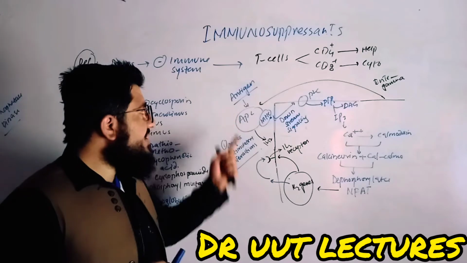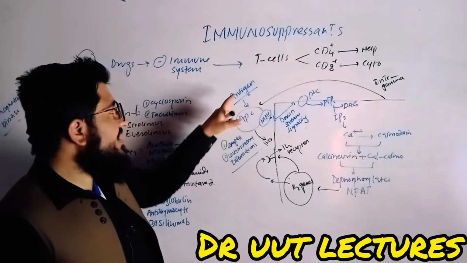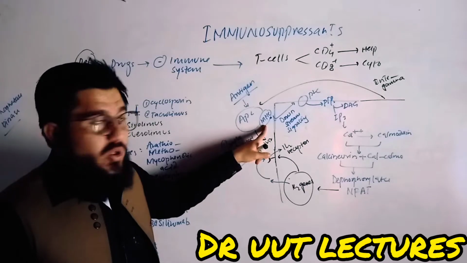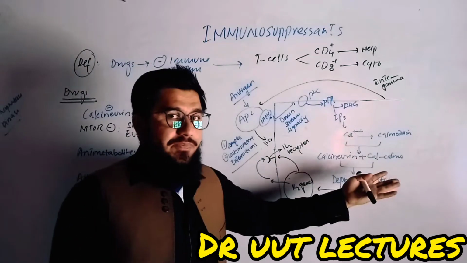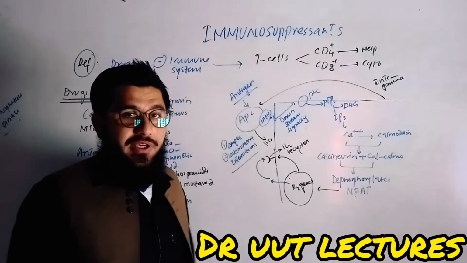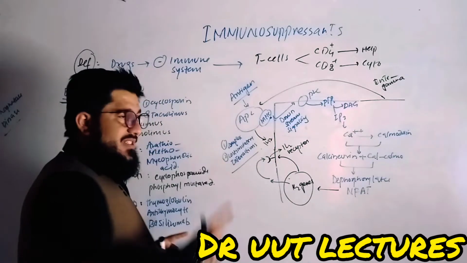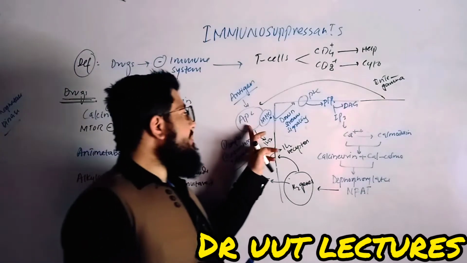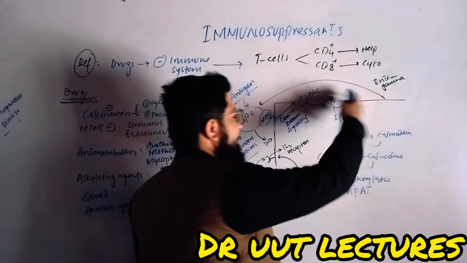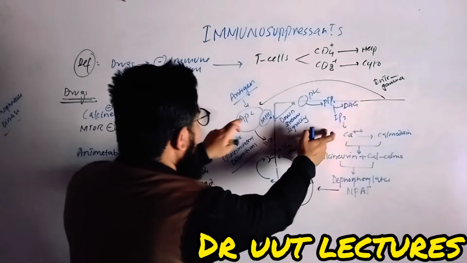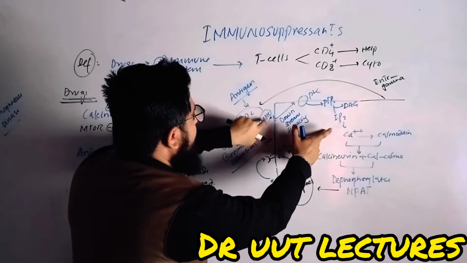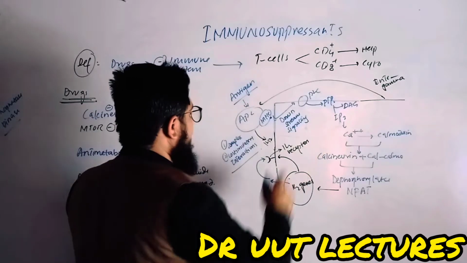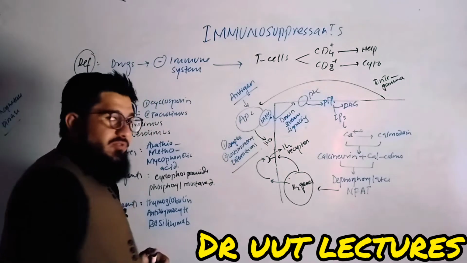Now in this case, it is presenting the antigen by means of MHC2 to the T cells. Got it? Now what will happen here? Very simple. The very first thing that is going to happen is complex formation between the APC and the T cell. This is the T cell, okay? T cell and APC, and by means of MHC2, the antigen will be presented to the T cells. Now here, first of all, the complex formation will take place.